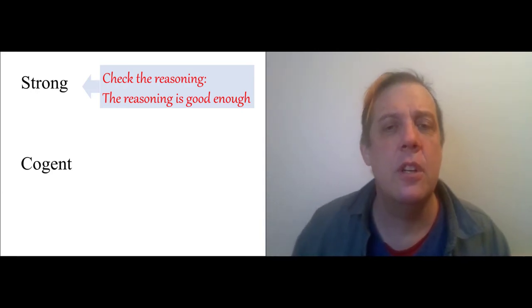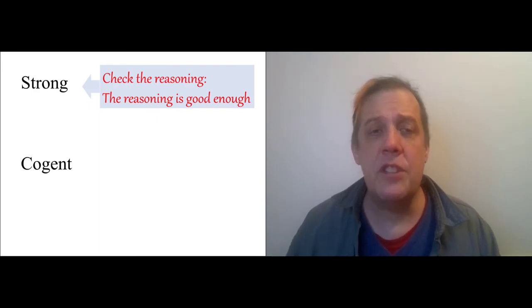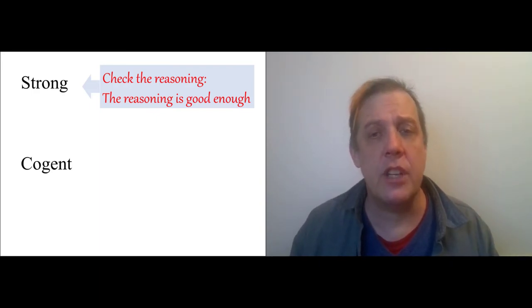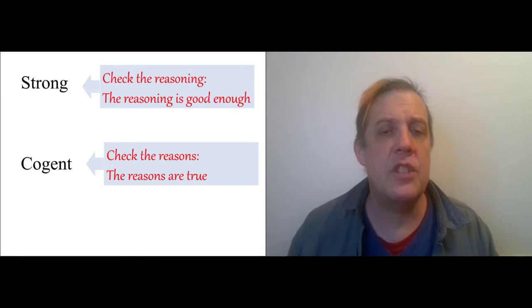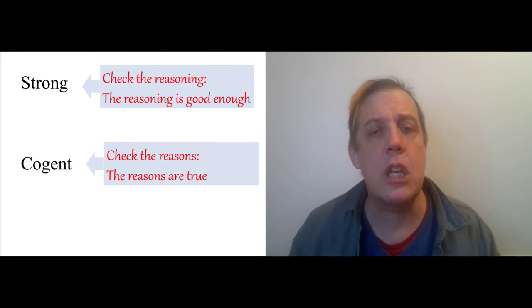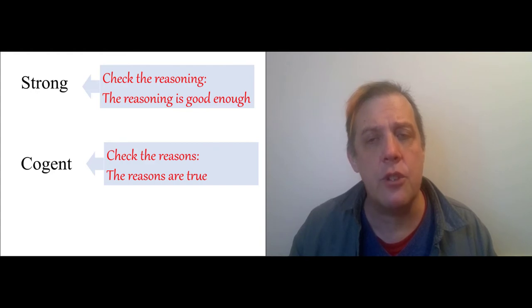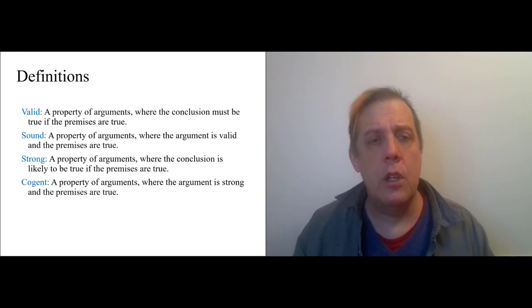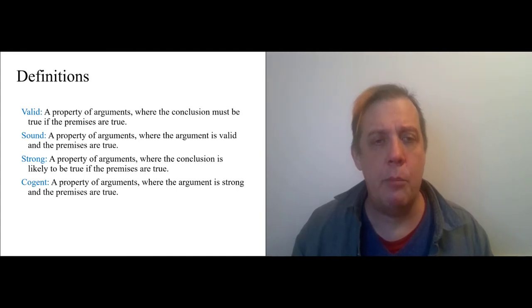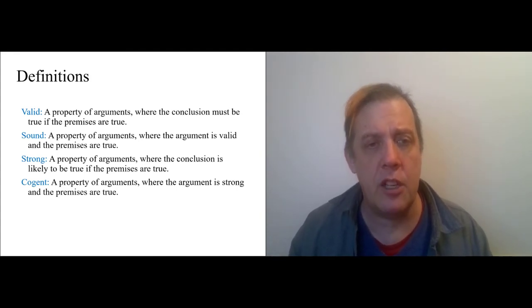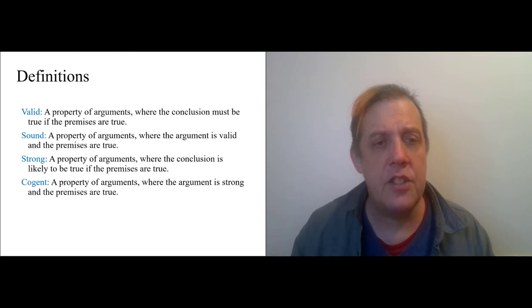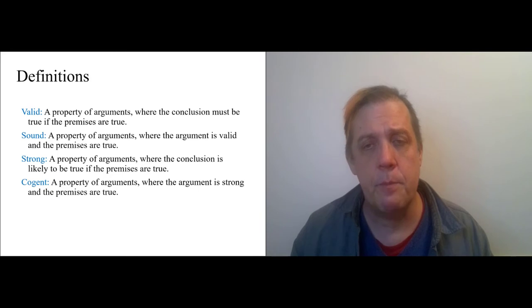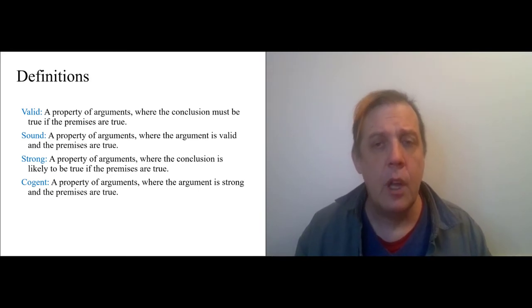In any case, we just say an argument is strong if the reasoning is good enough, and we say that the argument is cogent if it is strong and the reasons are true. So this is the full array of complements you can pay an argument. Valid, sound, strong, cogent. You need to know these terms.